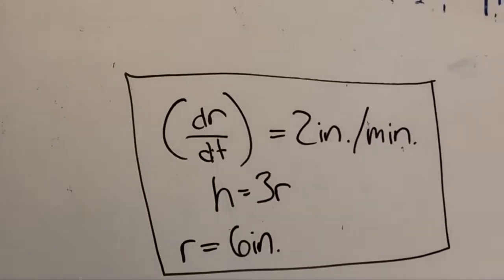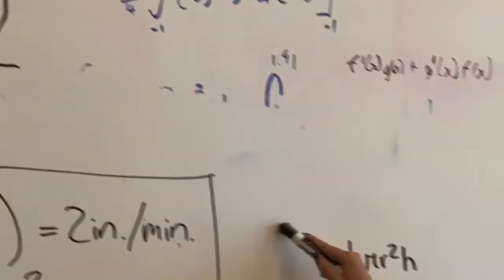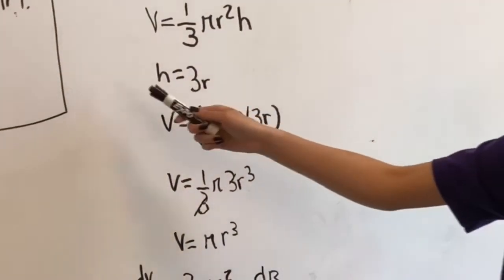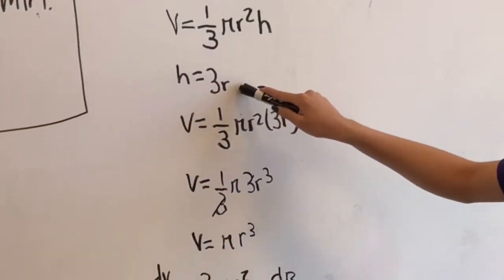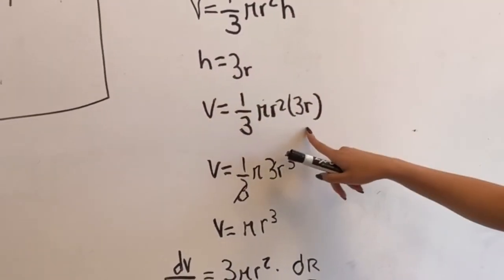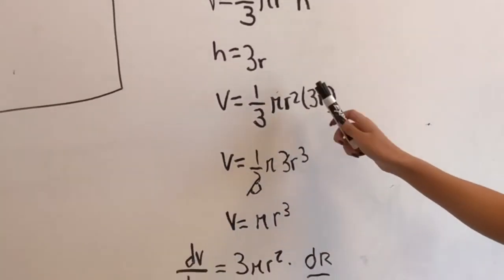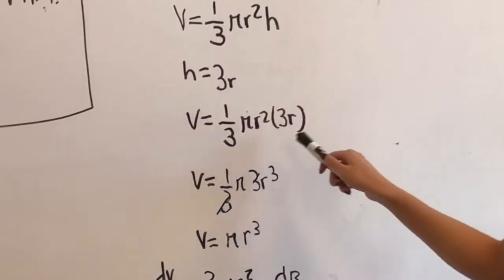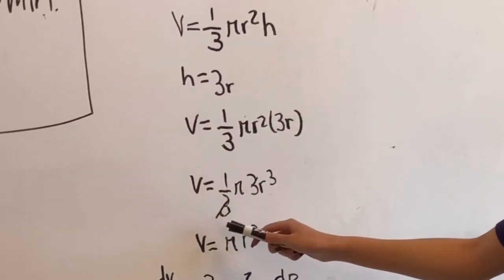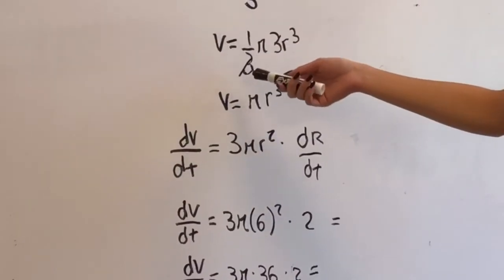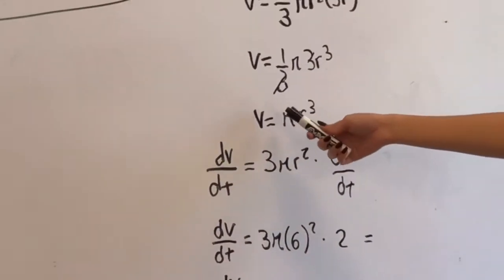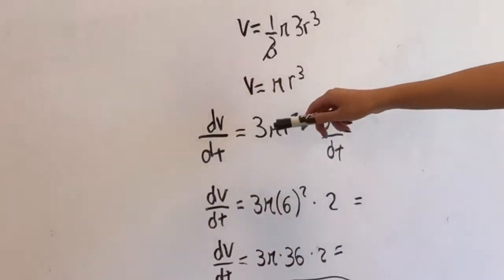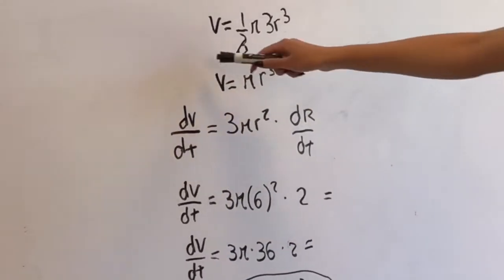So here's the volume of a cone. It's 1/3 pi r squared times the height, and it gives you that h equals 3r, so you can plug that in for h, and then now you have 1/3 pi r squared times 3r. Since this is all being multiplied, you can cancel out the 3's and it will equal 1, so that'll be V equals pi r to the third. And then the next step would be to find the derivative of the formula.